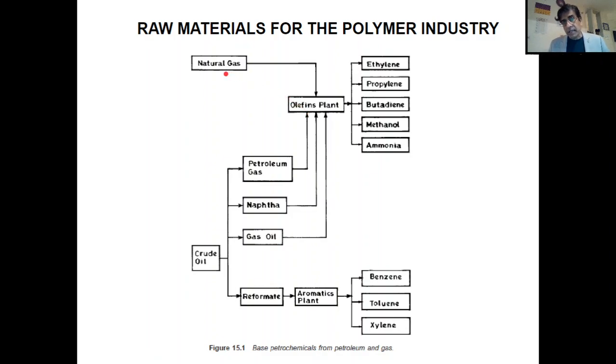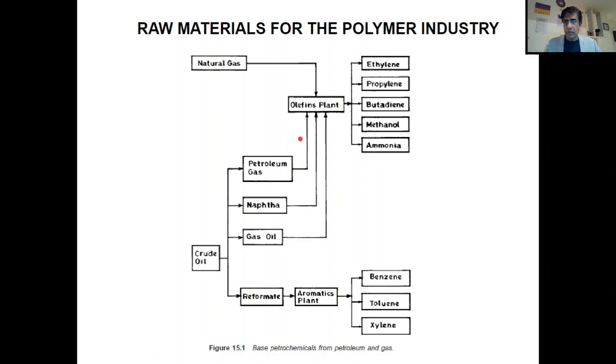Also from the natural gas plant, we can get natural gas, purify this gas and use it for domestic uses, and from there we can also send some of the natural gas into the olefin plant. The natural gas is methane, ethane, propane. And these are petroleum gas, which is also small molecule gas, naphtha, and gas oil.